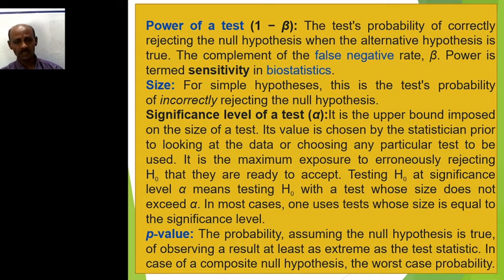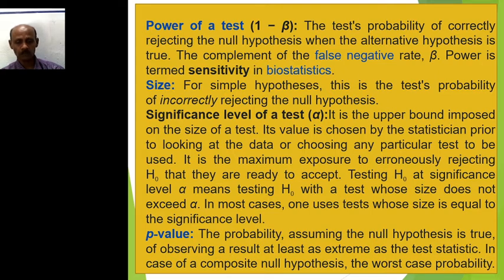The next one is significance level of a test, that is alpha. It is the upper bound imposed on the size of a test. Its value is chosen by the statistician prior to looking at the data or choosing any particular test to be used. It is the maximum exposure to erroneously rejecting H0 that they are ready to accept. Testing null hypothesis, that is H0, at significance level alpha means testing H0 with a test whose size does not exceed alpha. In most cases, one uses tests whose size is equivalent to the significance level.